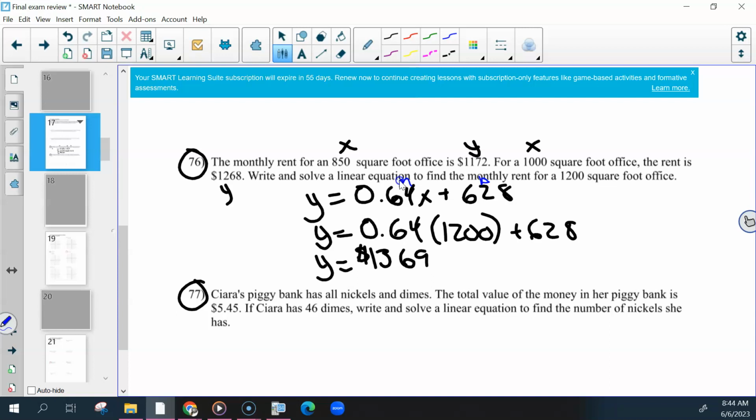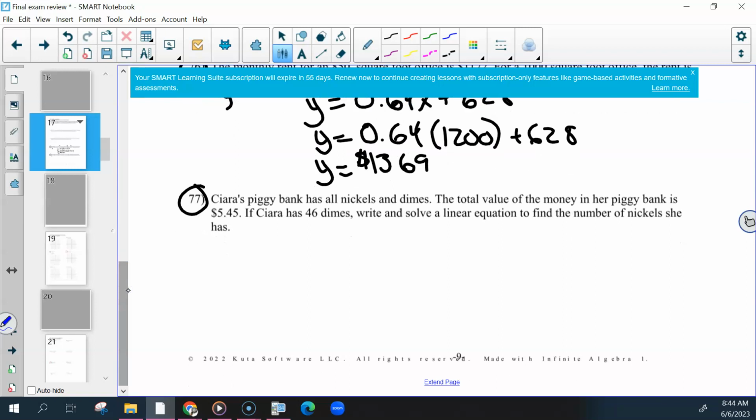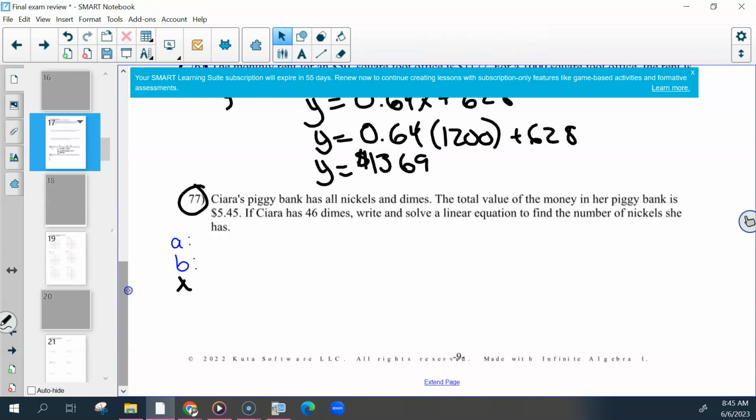Because these are not two different things that you're comparing, it wouldn't be solved like 77. But in 77, the amount of nickels and dimes have no effect on each other. They have an effect on the total. So because these are two different things, you're going to use two different variables. Let me put this on the side. X, Y.